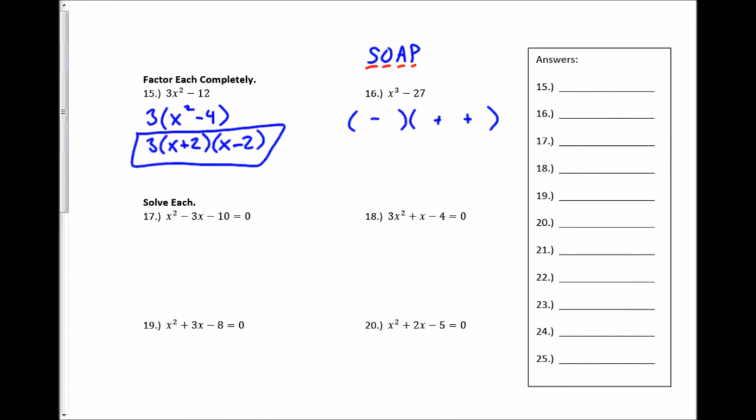And now for the binomial, the thing up front, I take the cube root of each of these. The cube root of this first term is going to give me an x. The cube root of the second term is going to give me a 3. And now I kind of have to make it work. If I take the x and square it, it's an x squared. If I take the 3 and square it, it's a 9. That's the first and the last term. And then the middle term, I take the two values from the binomial, the x and the 3, and I multiply them, giving me a 3x. Okay? That's how we factor a difference or a sum of cubes, using SOAP, memorizing this pattern, and then filling it in. Okay?